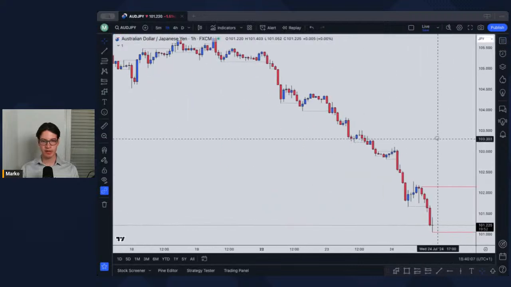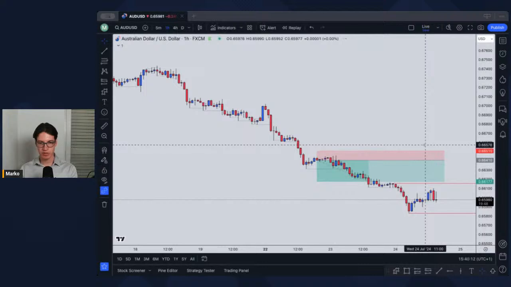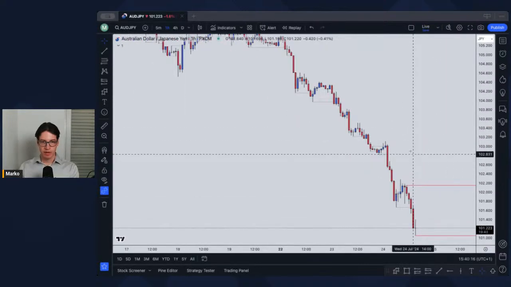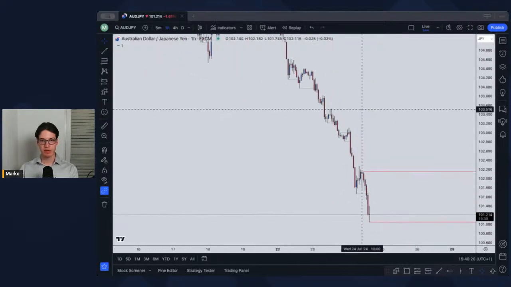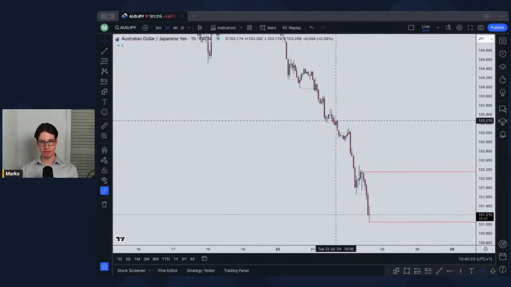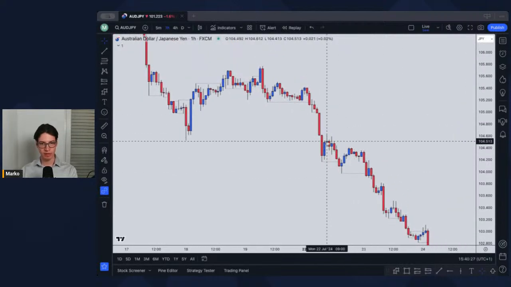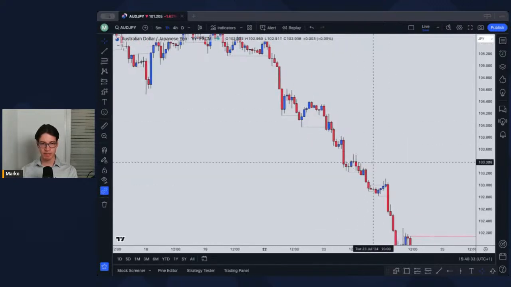Next one is going to be Aussie Japanese yen. Okay, let me just see what is happening here. Big downtrend, same as on the euro and the Japanese yen. Very, very large downtrend. No flag here. I was looking for a sell setup. Nothing formed. Broke the low, retraced. Broke the low. We got momentum.